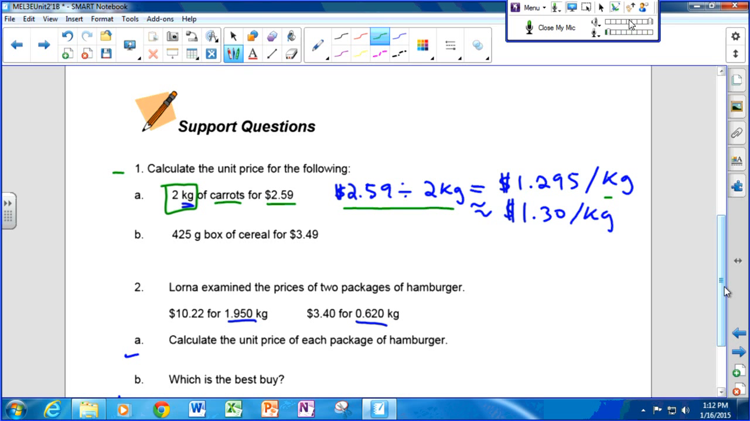Now, if it says 2 kilograms of carrots, and they try to give you a number for the number of carrots, they're not selling it by the number of carrots. They're not selling you 10 carrots for 259. They're selling you 2 kilograms of carrots. There might be 10 carrots in every bag, but that's not how they're selling it.